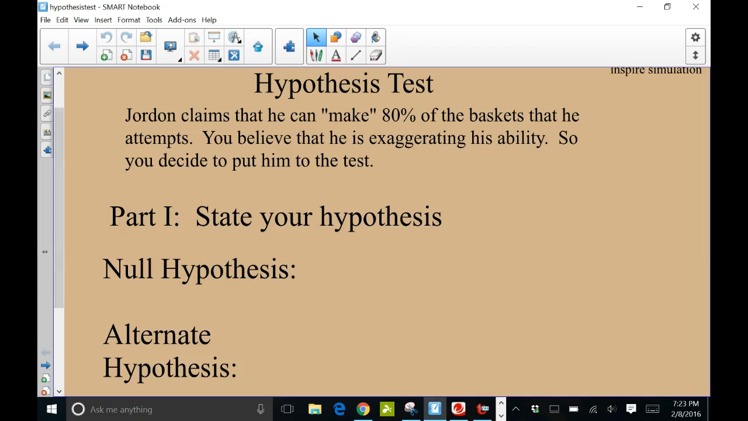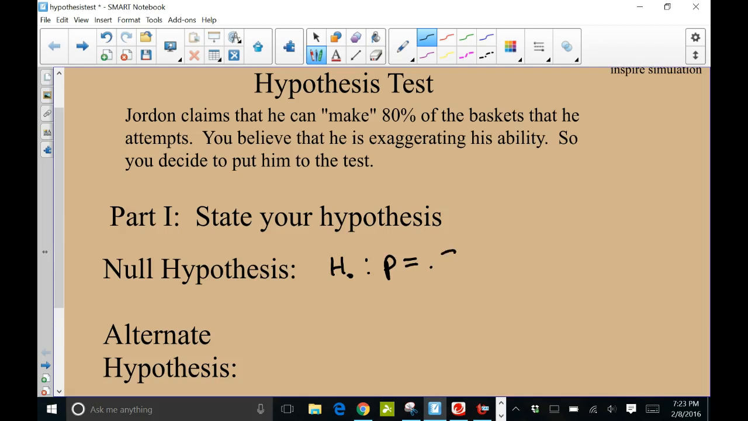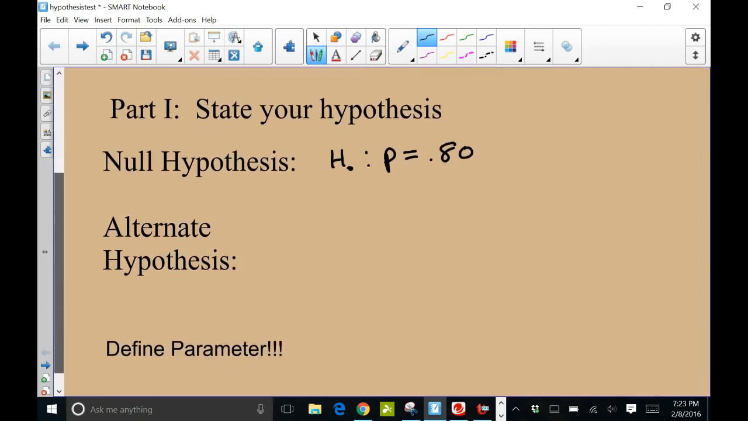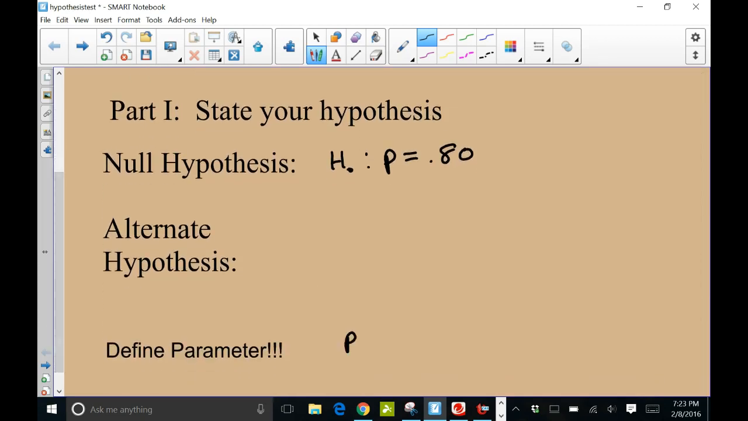So our null hypothesis is always a statement, and it usually looks like this. It's something like H sub 0, that stands for the null, p is equal to 0.80. Now, that p we're going to define underneath. When we define the parameter down here, p is the true proportion of baskets Jordan makes.